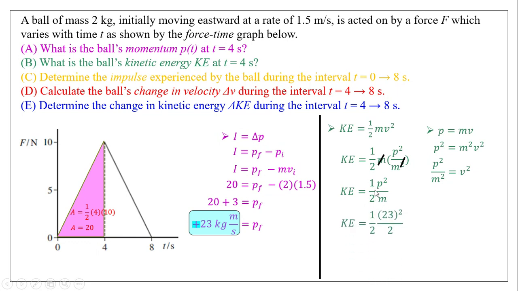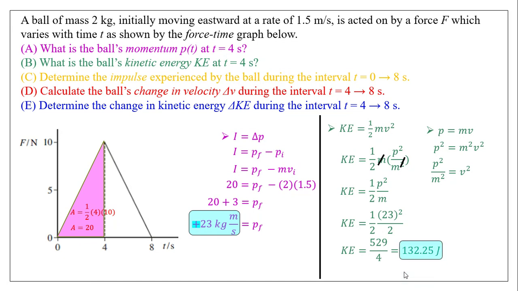Well, here's easy. 1/2 gets carried down. The momentum at 4 seconds, I already found that in part A. The momentum is simply positive 23 kilogram meters per second. So I can substitute it in for P, which is 23, and then the square term, and then M being 2, that's where this 2 comes from. So if I'm just going to square 23 and then divide it by 4, because 2 times 2 is 4 on the bottom, the square of 23 is 529. 529 divided by 4 will give you an answer of 132.25 joules. So that's our answer for part B.